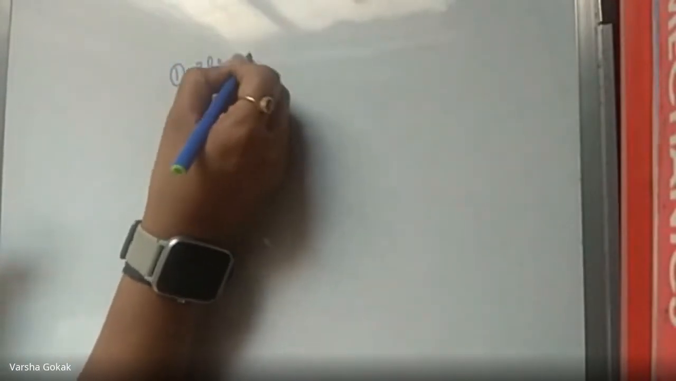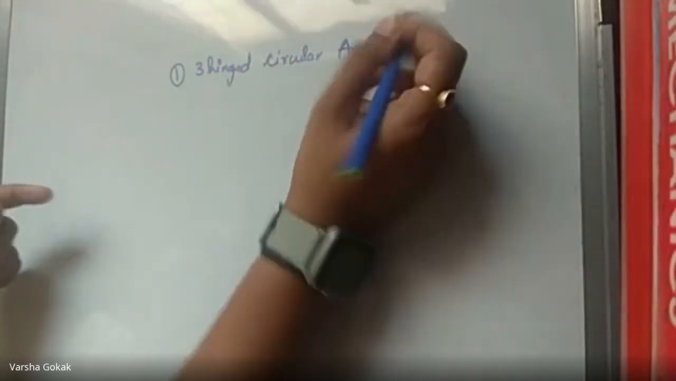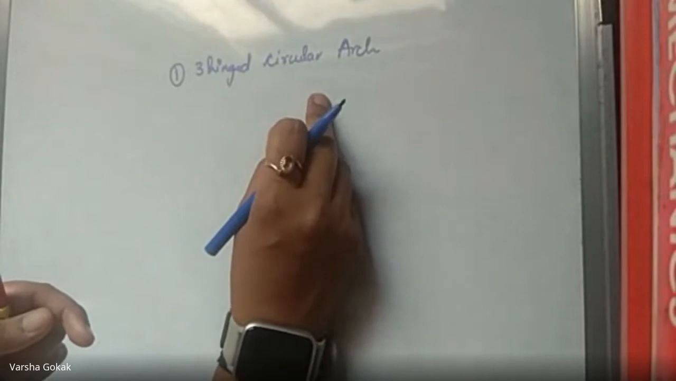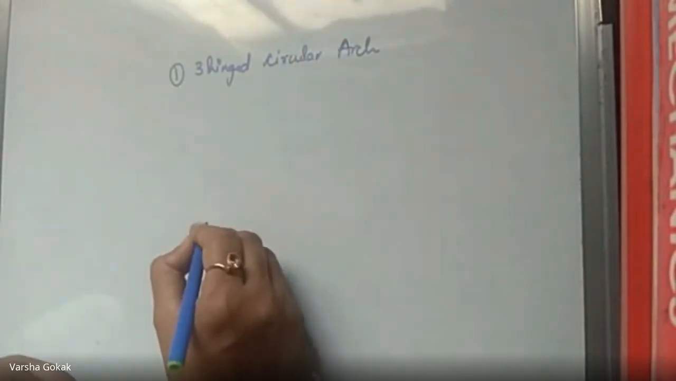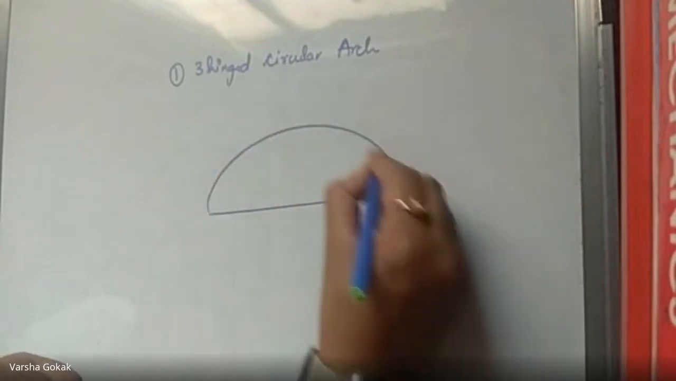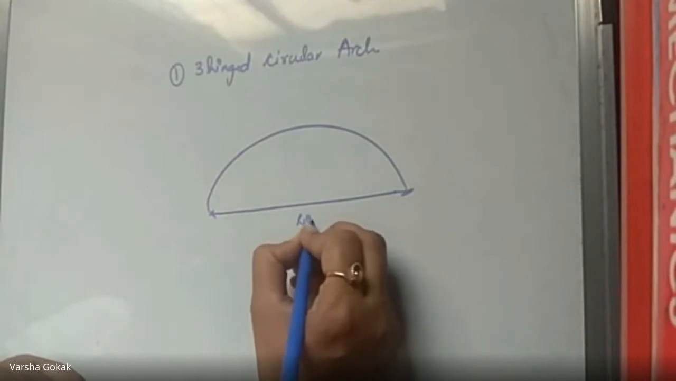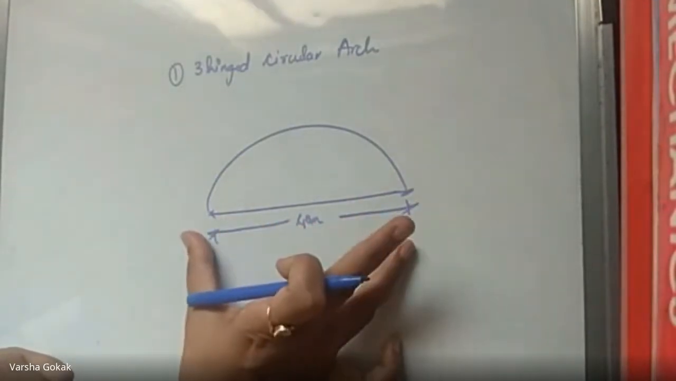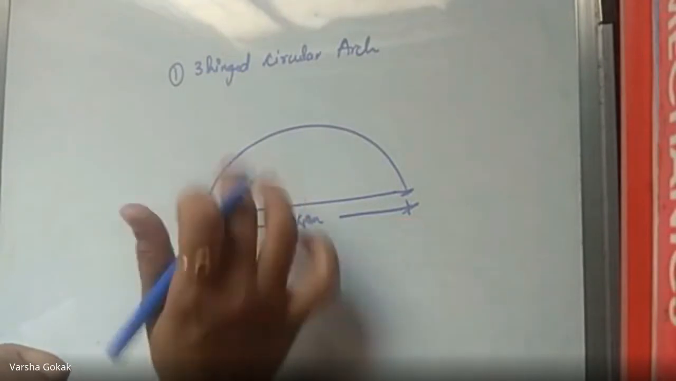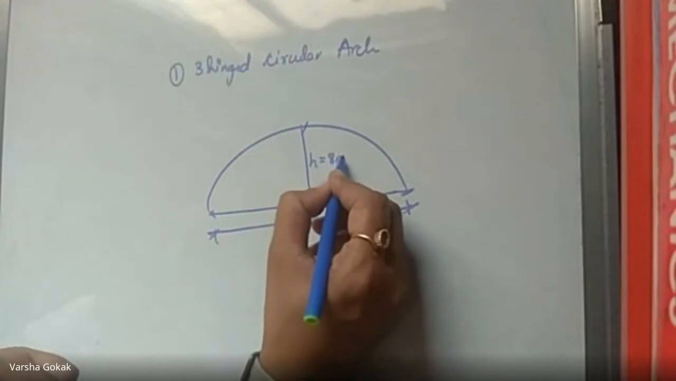Three-hinged circular arch. A three-hinged circular arch at the springing and the crown points has a span of 40 meters. So I'll draw the arch directly. It is like this, and it has a span of 40 meters, meaning this. It has a span of 40 meters and a central rise of 8 meters. And the central rise means h equal to 8 meters.